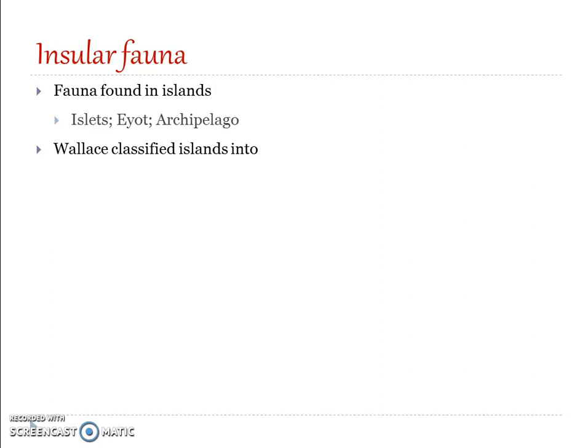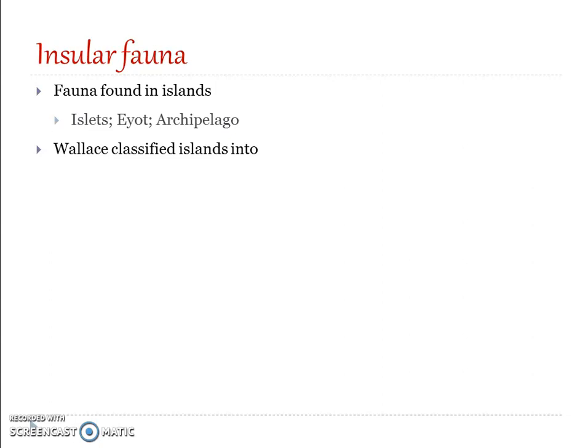Wilson, and they formulated a theory of island biogeography, which predicts the number of species that would exist on a newly formed island. So MacArthur and Wilson formulated the theory of island biogeography, which helps in predicting the number of species that would exist on a newly formed island.